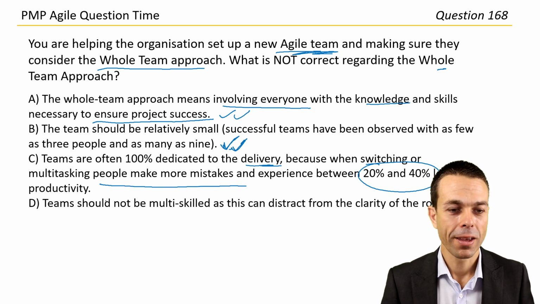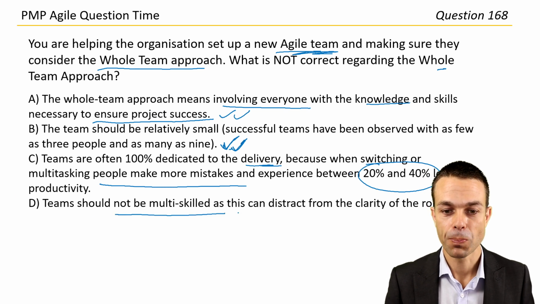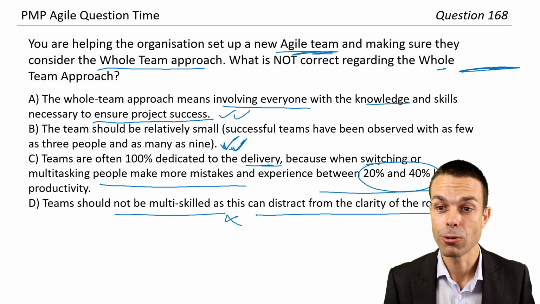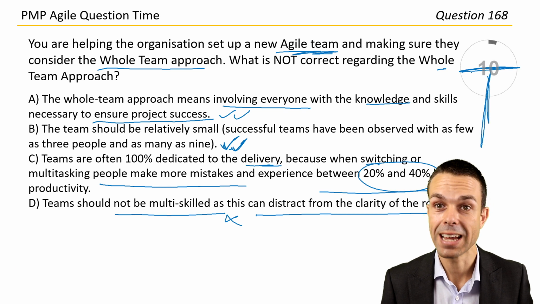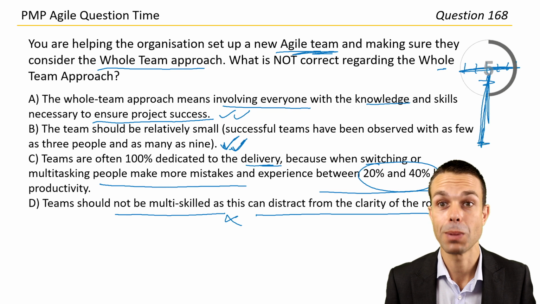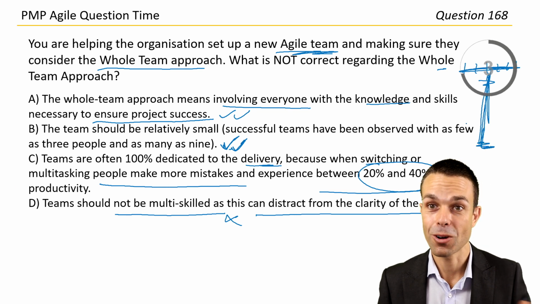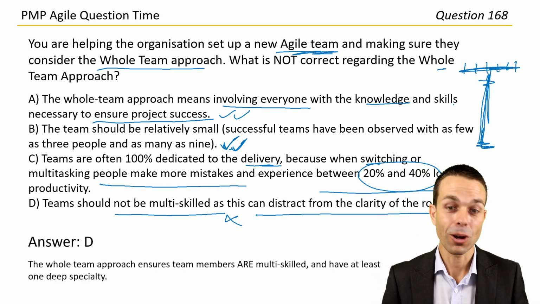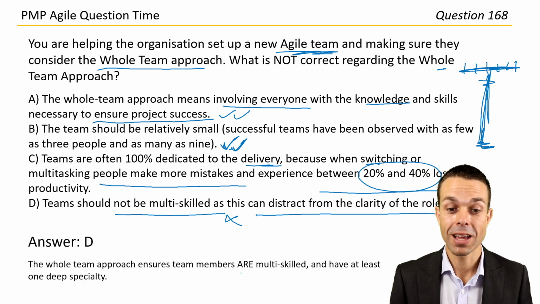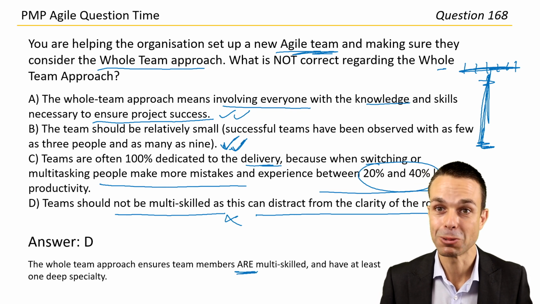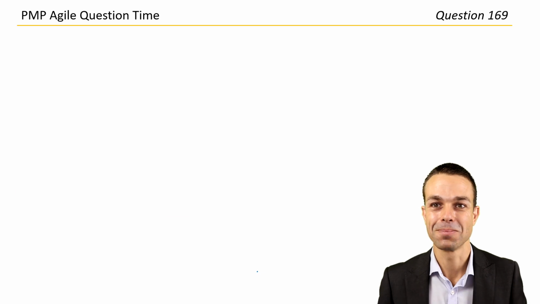So last one, teams should not be multi-skilled as this can distract from the clarity of the role. Okay, and that's incorrect because in the whole team approach, we want our generalizing specialists or T-shaped people with a wide range of knowledge, but also one deep specialty area, and that's our cross-functional person. So the incorrect answer here is answer D. The whole team approach ensures that team members are multi-skilled and have at least one deep specialty. That was really good. All right, let's get into the next question.